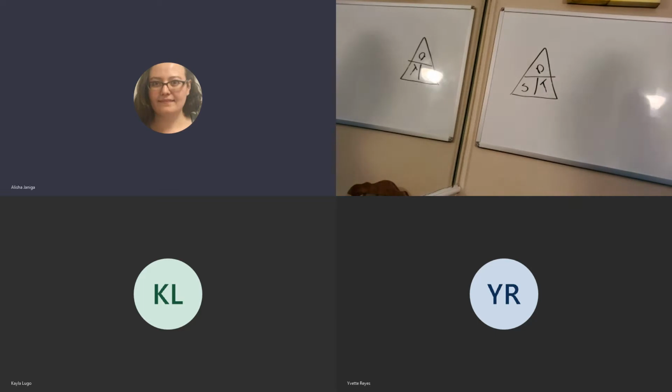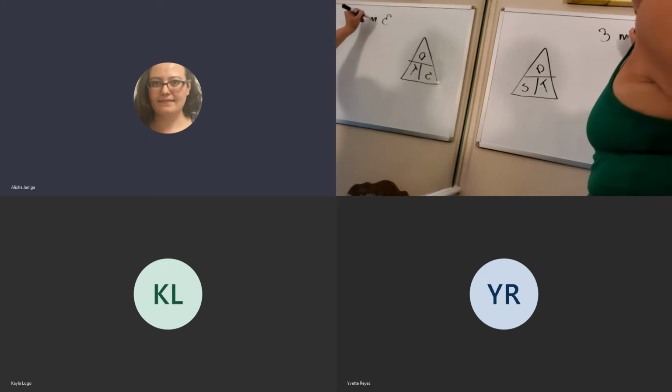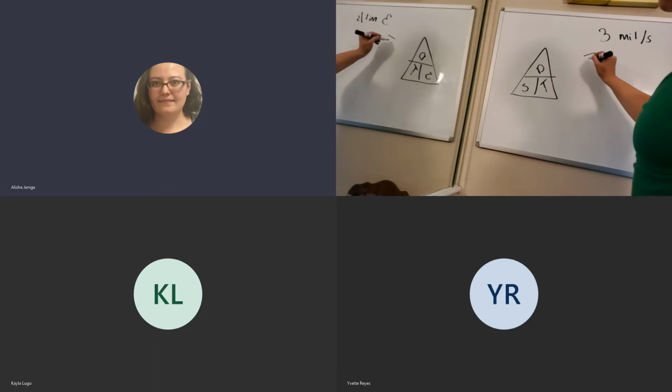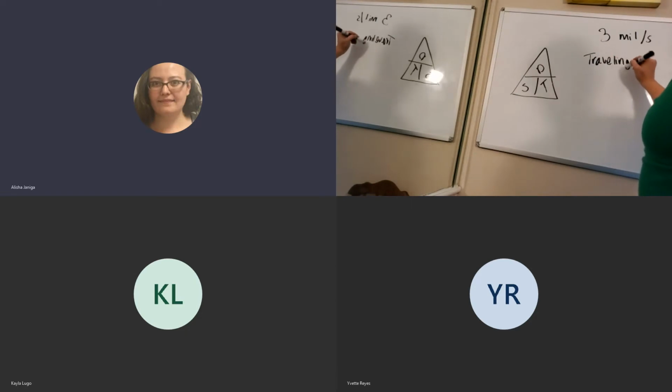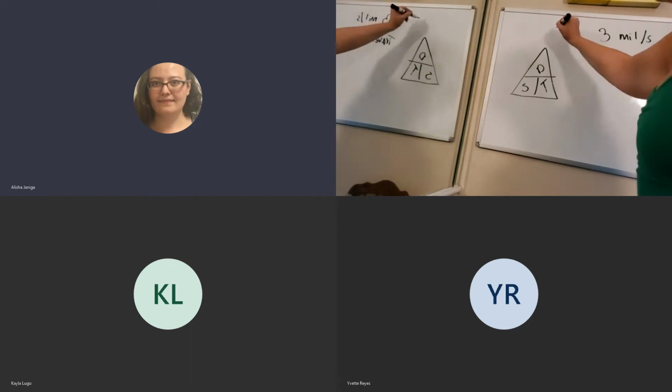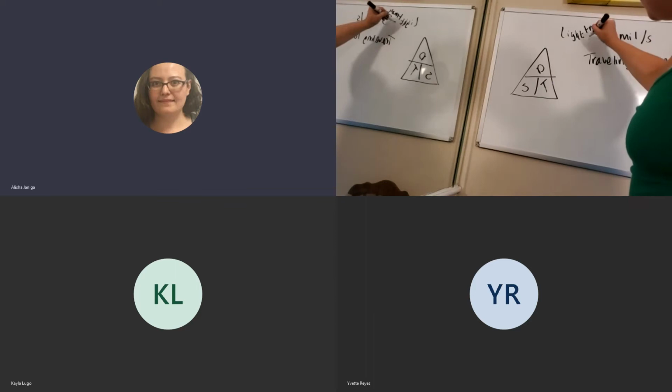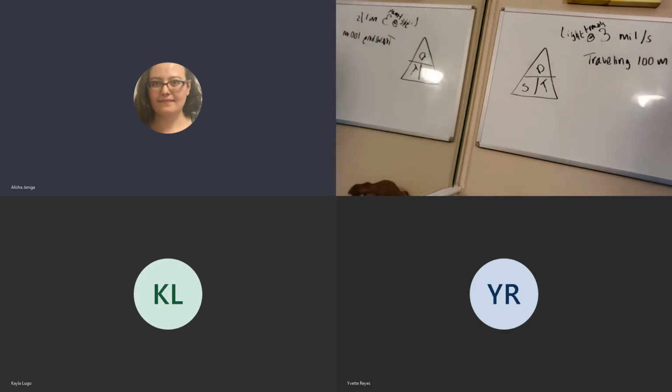Okay. Let's see. Let's say a beam of light is going 3 miles per second. And it's traveling for 100 meters. And we want to know how long it's going to take to get that 100 meters going 3 miles per second.